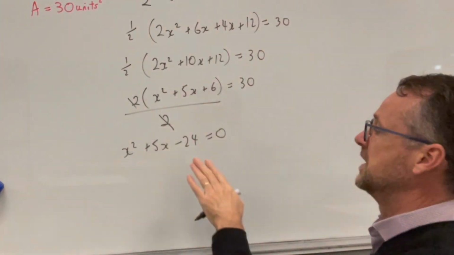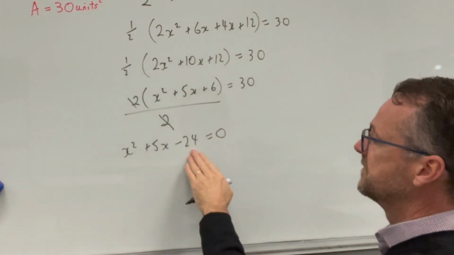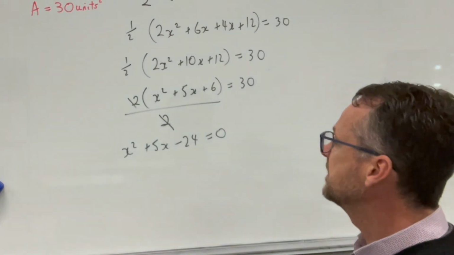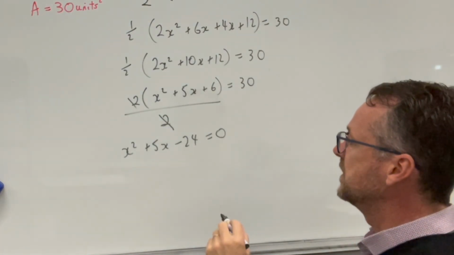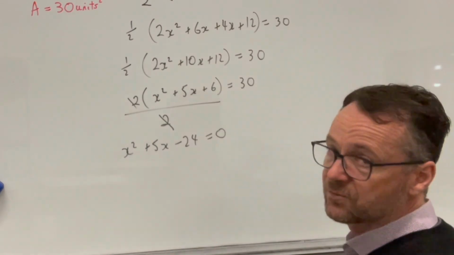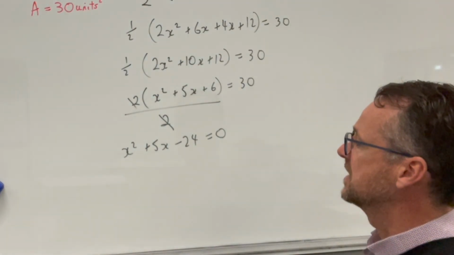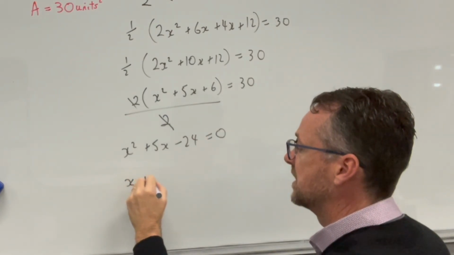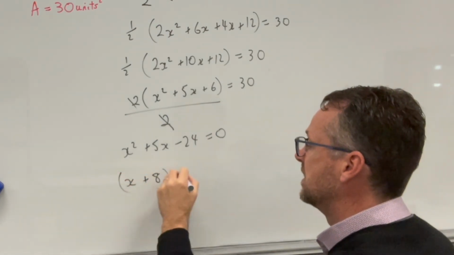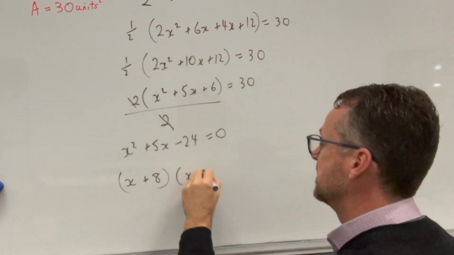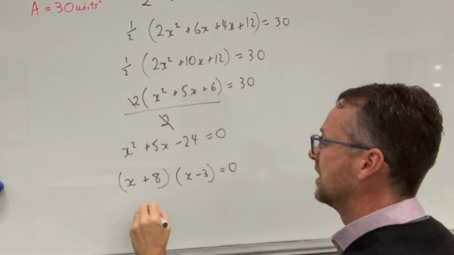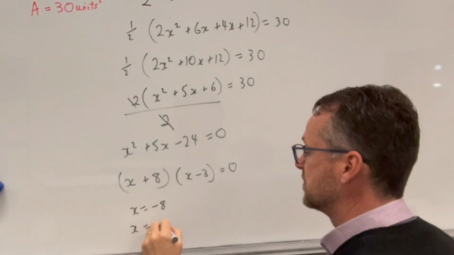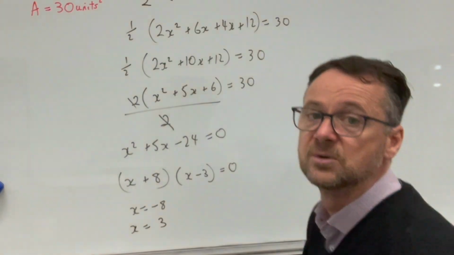So we need two factors of 24 in order to give us 5x, okay, and we can go with 8 and 3, because 8 take away 3 will give us 5, so it'll be (x + 8)(x - 3) equals 0, so therefore x must equal negative 8 or x equals positive 3 as our two potential answers.